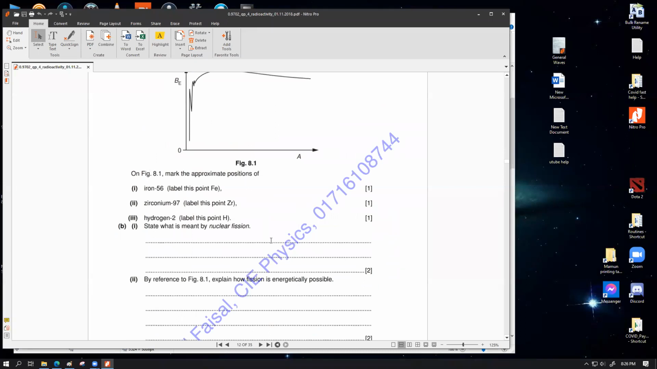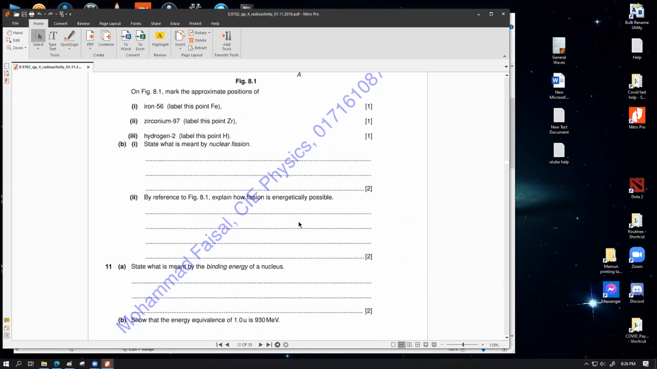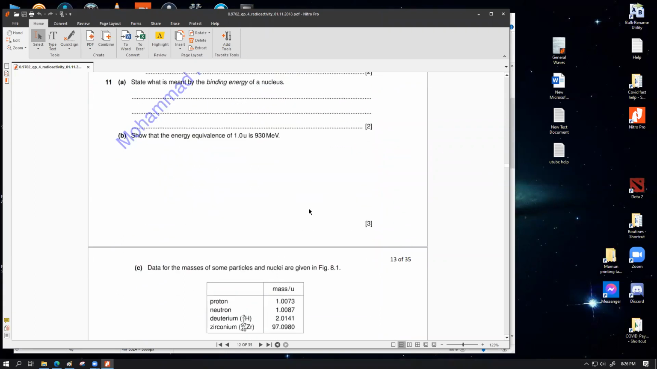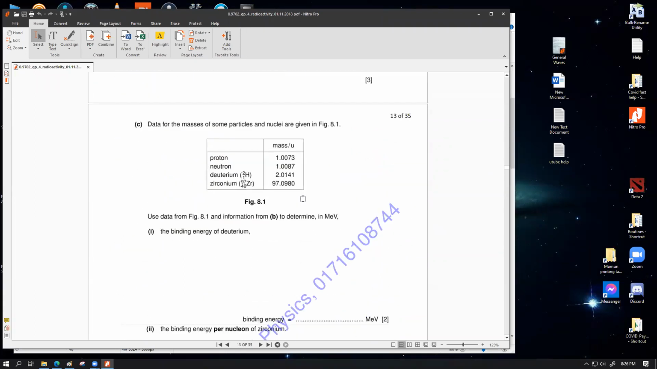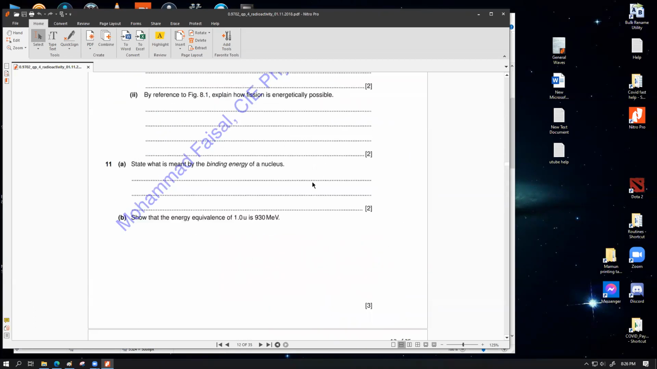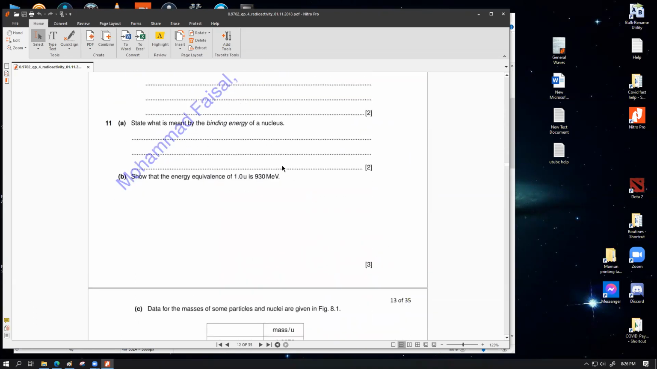I'm trying to find out some unique and difficult question which actually deserves some attention. This one, 11. Let's go for this one. State what is meant by the binding energy of a nucleus. How do you define that term, binding energy of a nucleus?